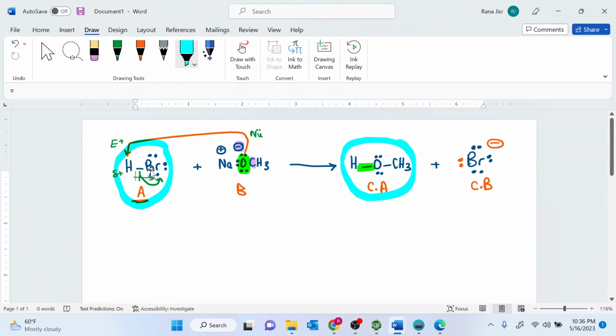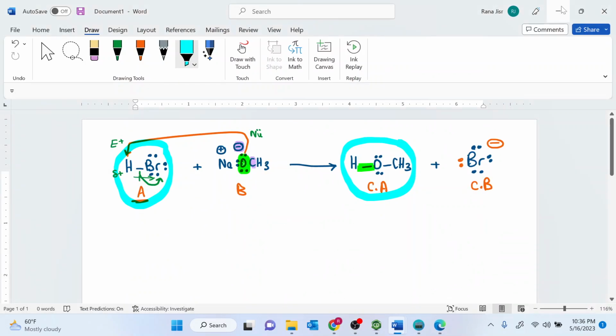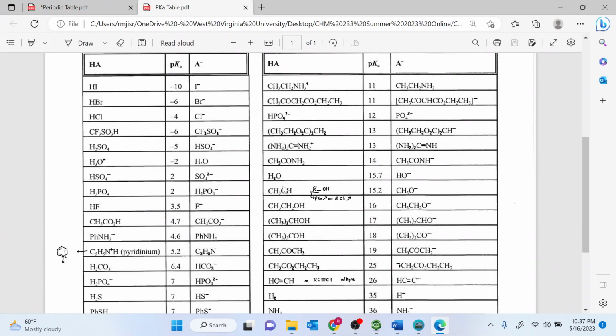Okay, so by looking at the HBr, you look at the acid and the conjugate acid, and then you look at the pKa table. We know that HBr has a pKa of -6. So you write down the pKa of HBr, so this is a pKa of -6. And then the alcohol has a pKa of 15.2 from the table. All of these values, I'm getting them from the table. If you take a look at the alcohol, this is the CH3OH, and this is where I got the value.